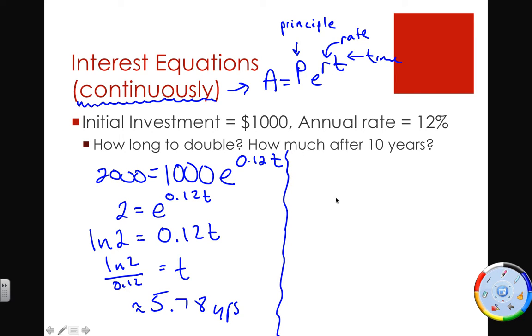Now, the other side of this question is actually the really easy one. How much money do you have after 10 years? So that's your A, equals 1,000 times e to the 0.12 times 10. This is the easy one. You don't even have to do anything. You just plug that in your calculator. 1,000 e to the 1.2 power. And after 10 years, you're going to have $3,320.12.